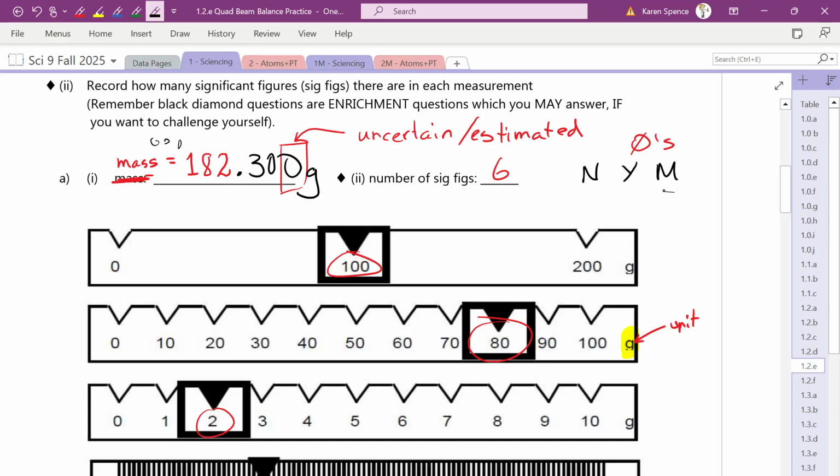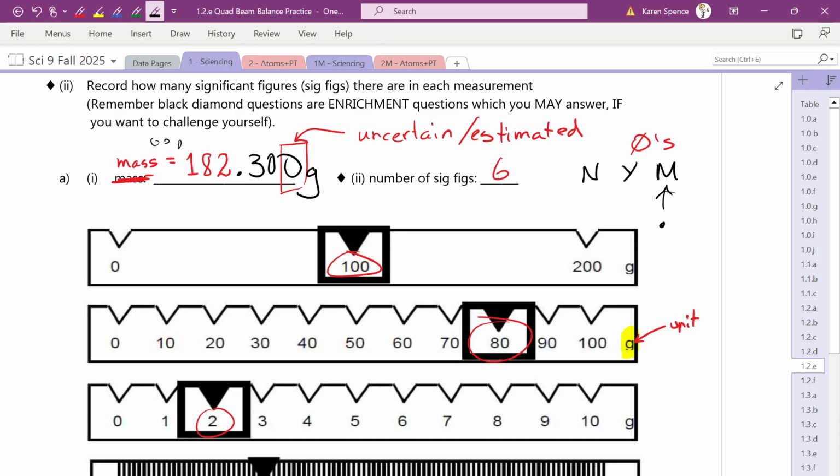And we ask ourselves, is there a decimal? And if there is a decimal, then the answer is yes. So if we say decimal, yes, significant, yes. Decimal, no, significant, no. Okay, so this has 6 sig figs. All right, and that gives you a general idea of how to do those ones.